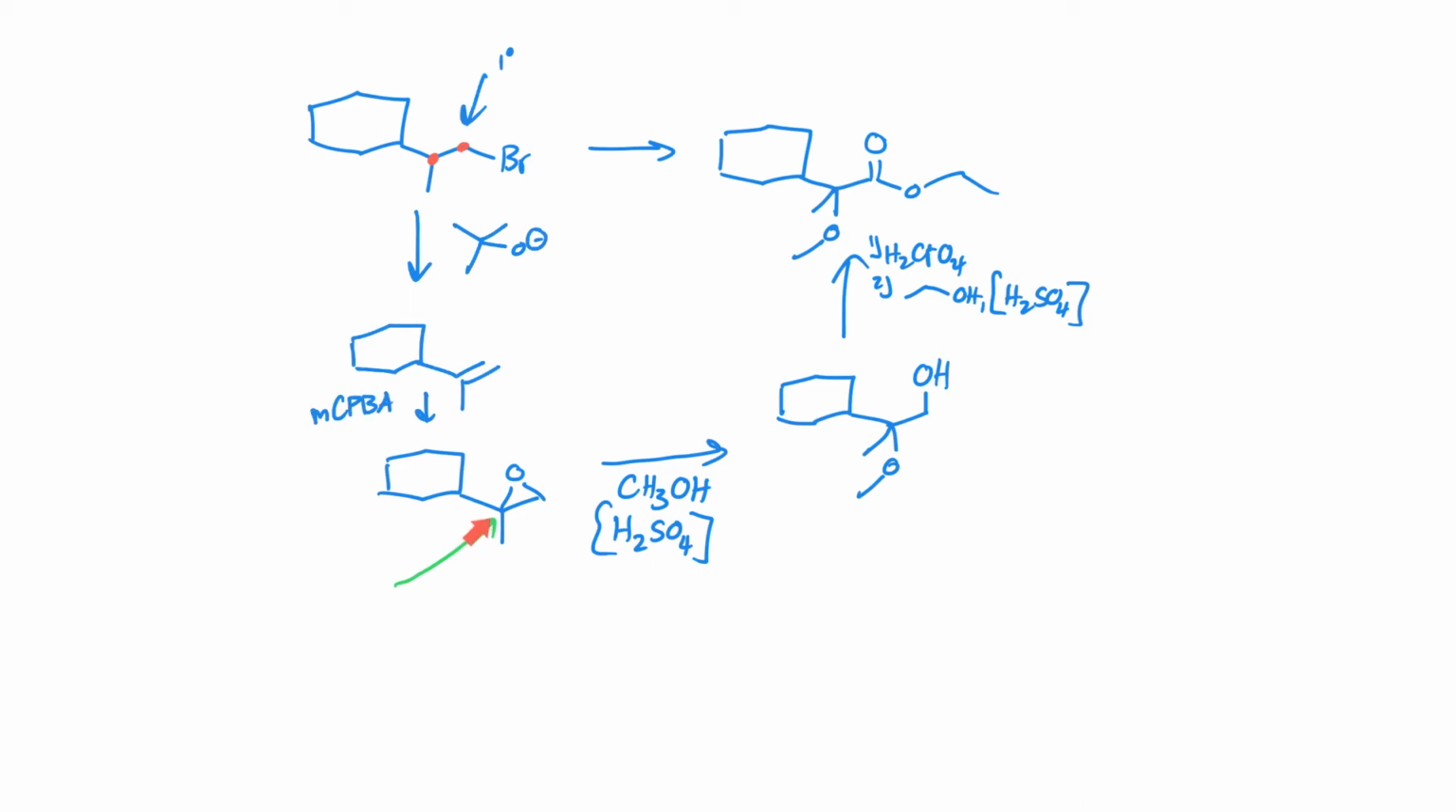Once we have the epoxide, we can ring open at the tertiary side with alcohol and catalytic acid, giving us the ether on one side, alcohol on the other. Oxidize that to the carboxylic acid using Jones reagent. Then we can do a Fischer esterification as our final step.